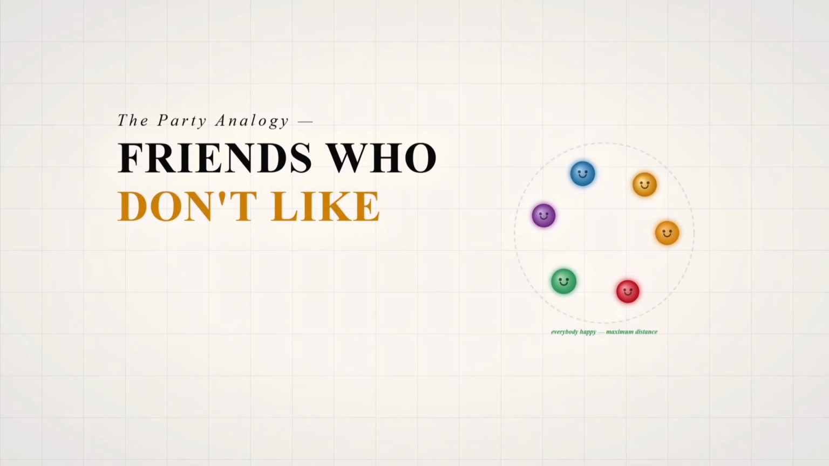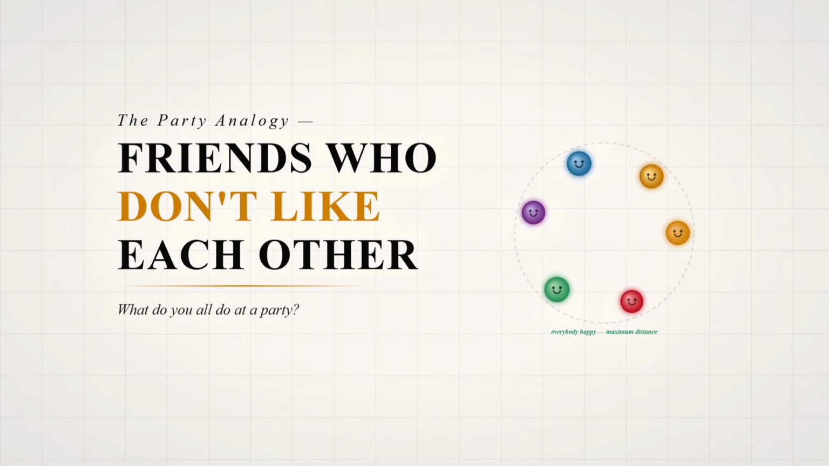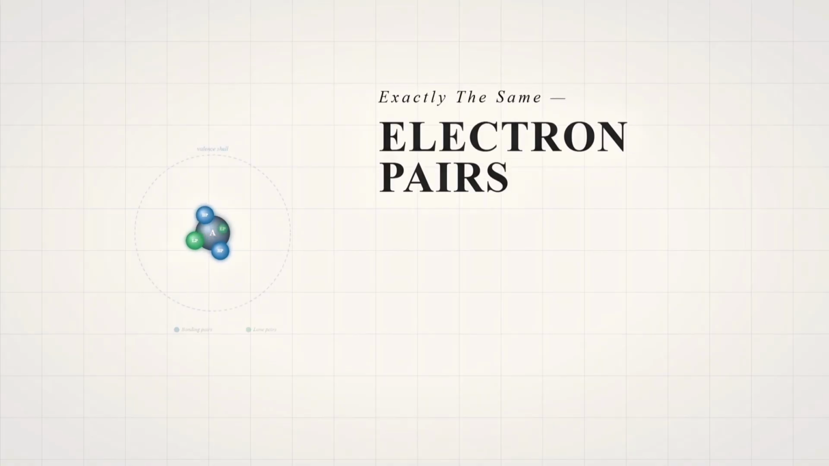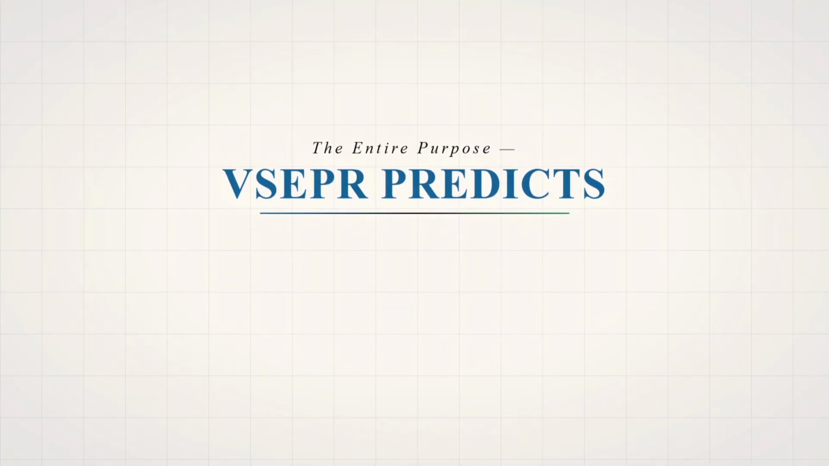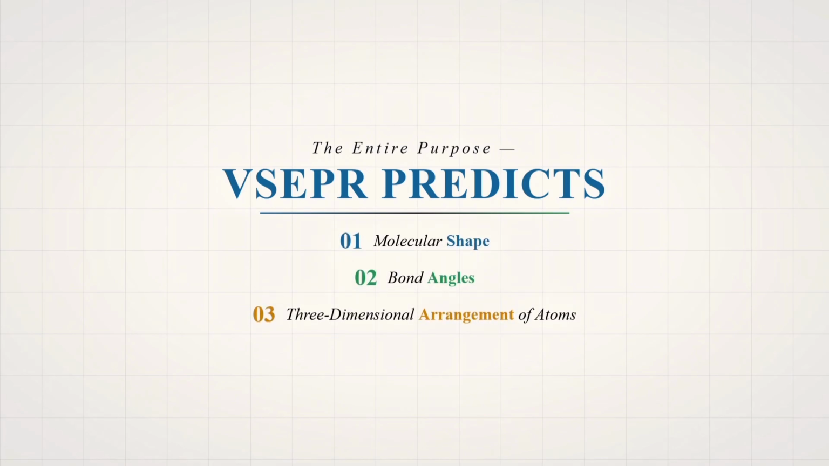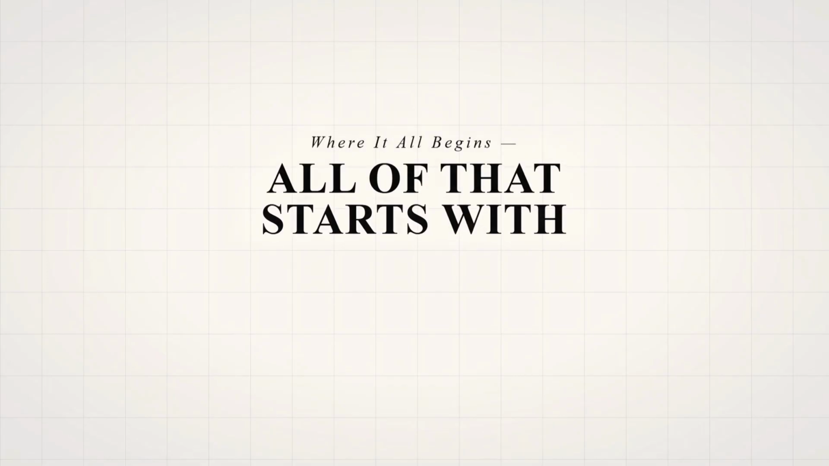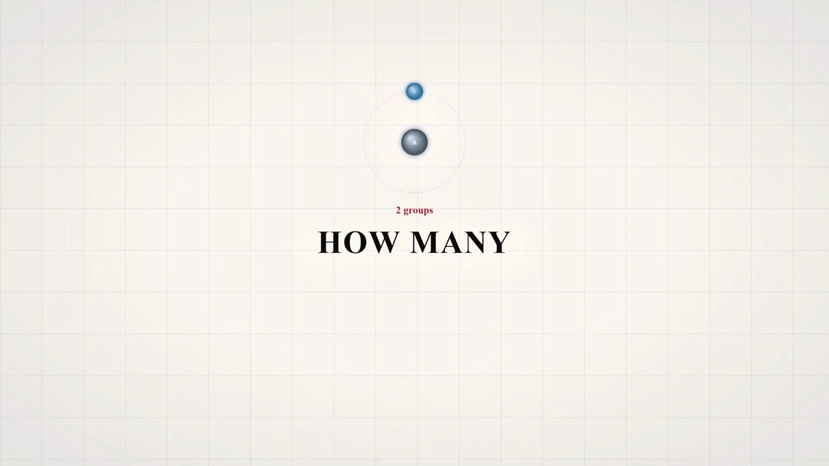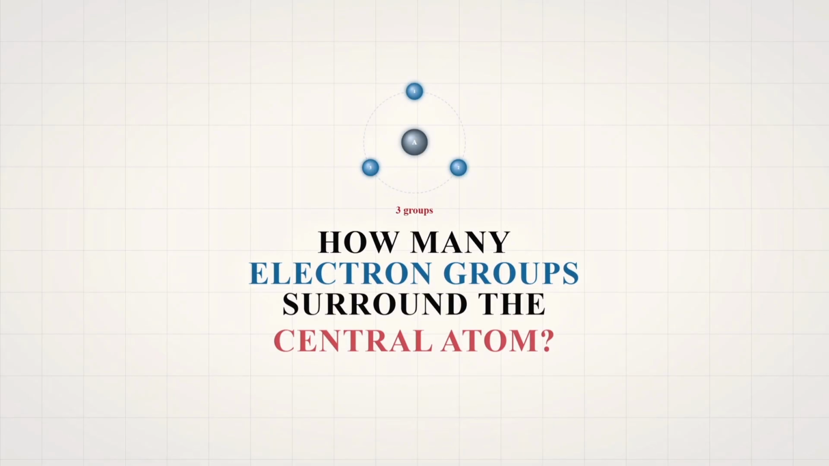Imagine you're at a party with a bunch of friends who really don't like each other. What do you all do? You spread out as far apart as possible, right? That's exactly what electron pairs do in the valence shell of an atom. The entire purpose of VSEPR theory is to predict molecular shape, bond angles, and the three-dimensional arrangement of atoms. And all of that starts with one simple question: how many electron groups surround the central atom?